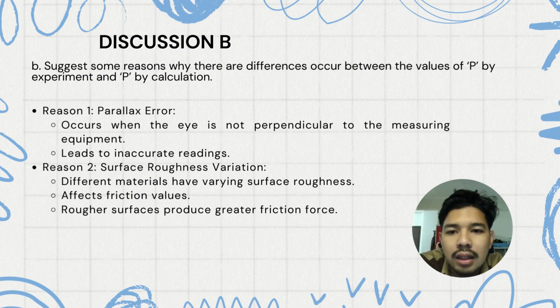First, parallax error. This occurs when the eye is not perpendicular to the measuring equipment. This leads to inaccurate reading. And the second reason is surface roughness variation. Different materials have varying surface roughness, affecting the friction value. Rougher surfaces produce greater friction force. So these two reasons explain why there is a difference between the value of P by experiment and calculation.